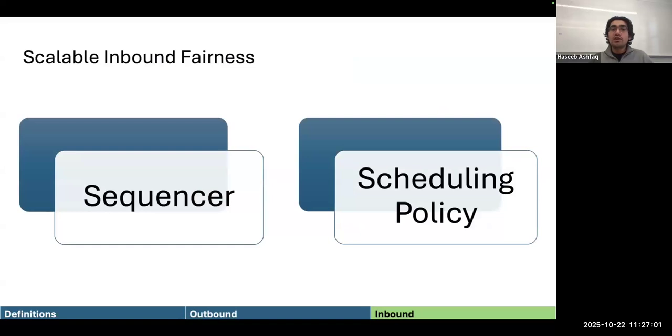So now I'll jump to the second part of the talk, where we have inbound fairness and how we achieve a scalable inbound fairness. There are two main components to it: a sequencer, which helps achieve inbound fairness, and a scheduling policy, which helps tolerate bursts of orders from the traders so that the performance of the exchange can be high.